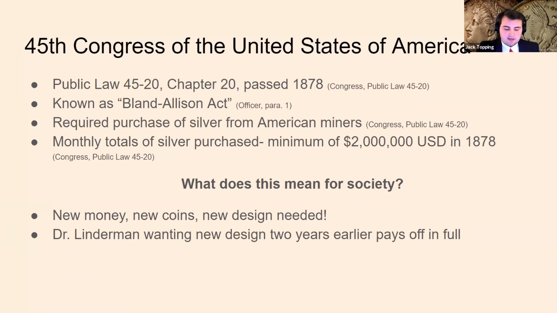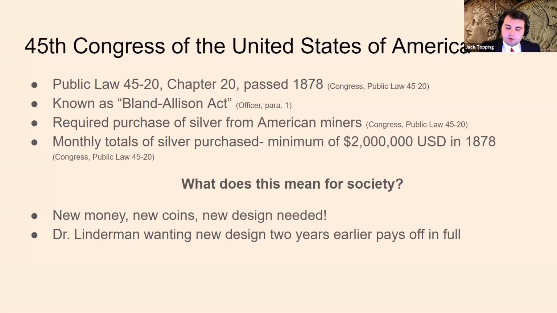So now the United States at this point was not just expecting to have a big surge of new dollar coins, but it was requiring it by law. And it was Dr. Linderman's job as head of the US Mint to make it happen on the ground at the physical level. So again, we needed a new coin. Perfect. We've been planning for this new design for 2 years. Perfect timing.